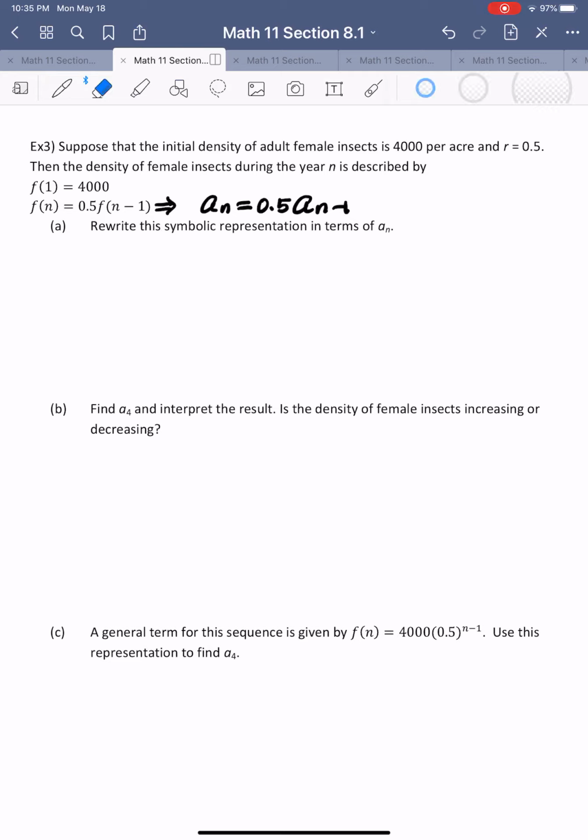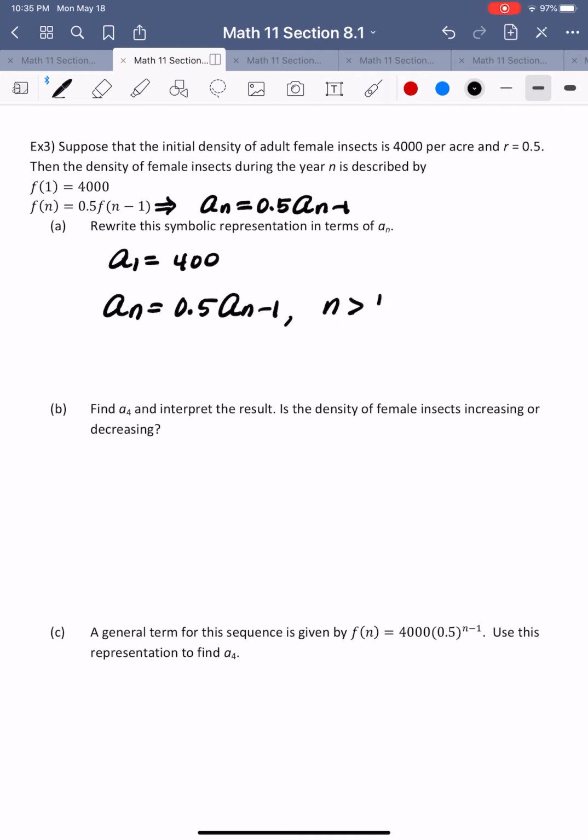So first of all, we write the symbolic representation in terms of a sub n. So a sub 1 is 4,000. And a sub n is 0.5 times a sub n minus 1, where n must be the greater one this time. Alright, find a sub 4 and interpret the result: is the density of female insects increasing or decreasing? So actually it's decreasing because you multiply and actually get less, right? So a sub 1 must be 4,000.